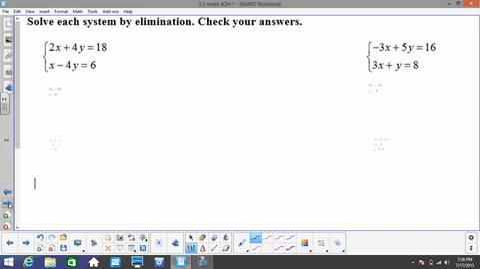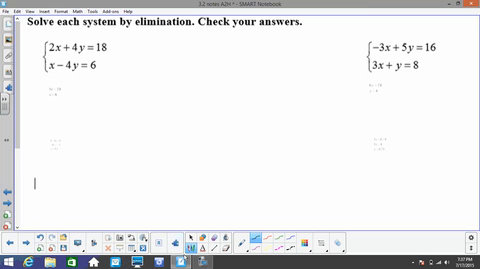All right, we're going to do some elimination. With elimination, our whole goal is to create opposite coefficients. That means you've got the same coefficient, different signs, one's positive, one's negative, because we're going to add those together. And when you add opposite coefficients together, you get 0.